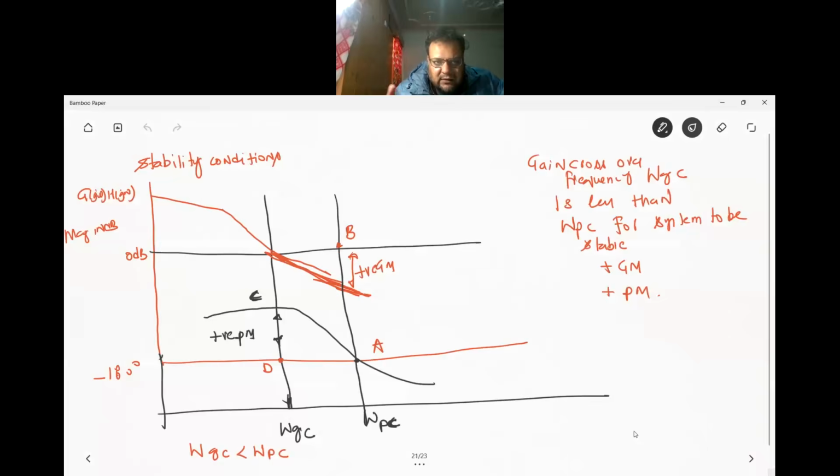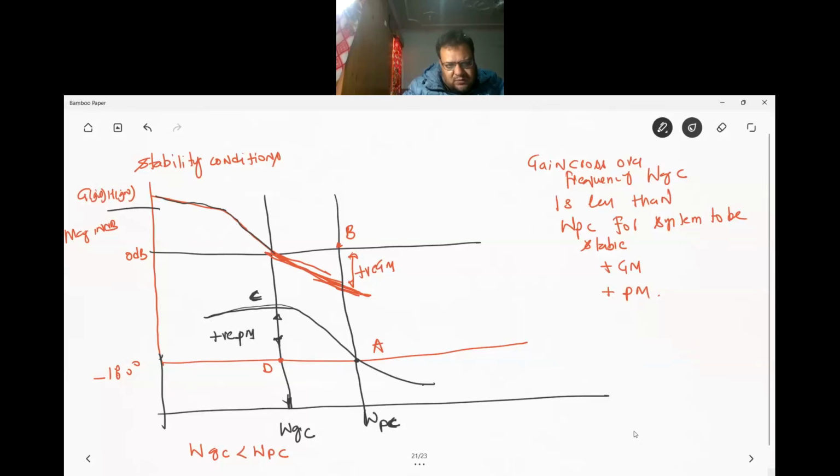Okay. Now how to identify the stability condition? So this is your magnitude plot, right? You have drawn a Bode plot, and this is the magnitude of G(jω)H(jω) in dB, and this is your phase angle plot. This phase angle you will get by calculating the phase angle from the equations. In the next class I will also be explaining this.